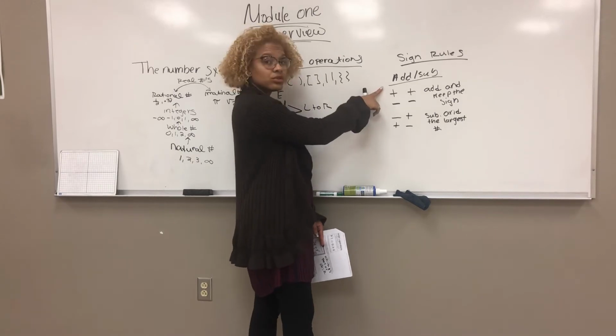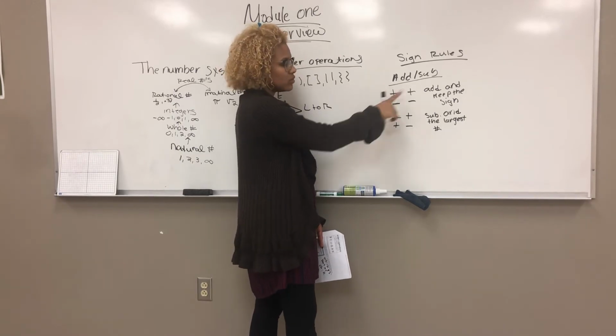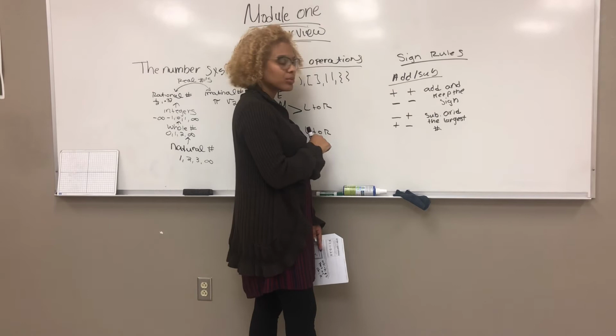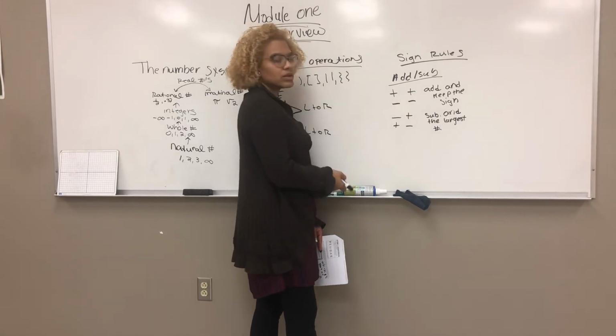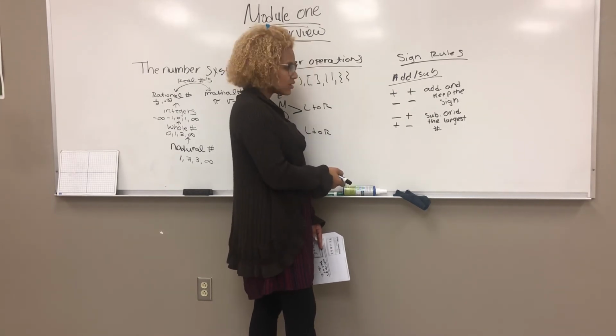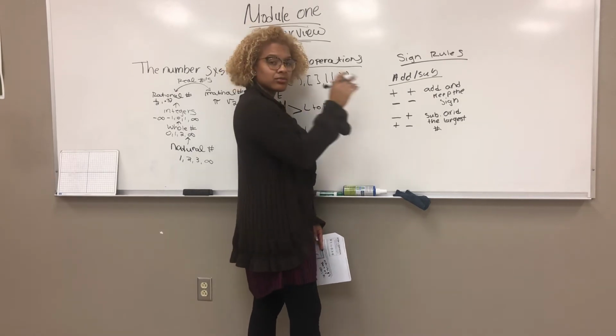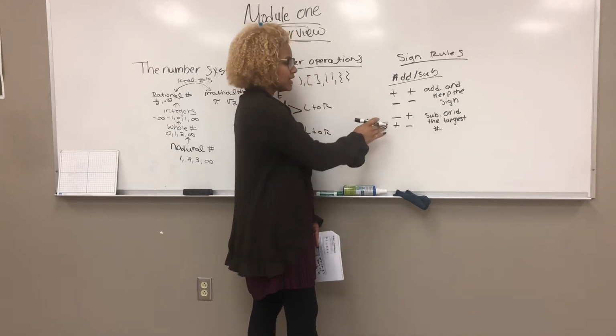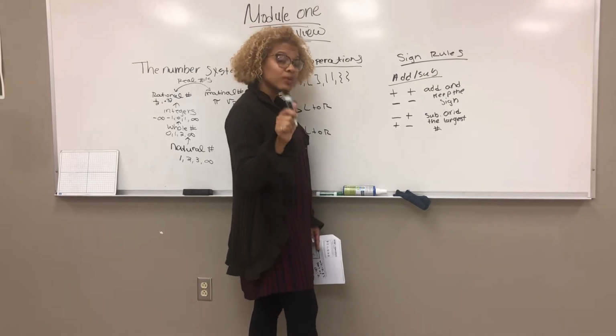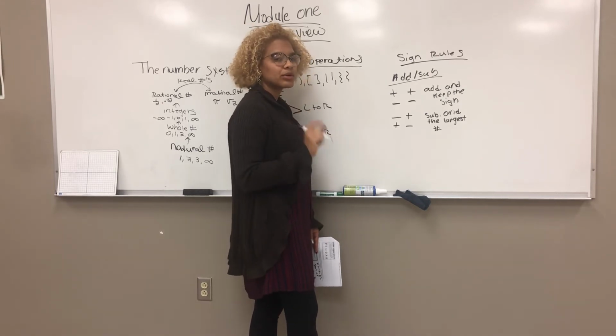So with addition and subtraction, when the signs are the same, you want to add and keep the sign. When the signs are different, you want to subtract and keep the sign of the largest number. I think I said that wrong. Same sign, add, keep the sign. Different sign, subtract, keep the sign of the largest number. I'll give you an example.